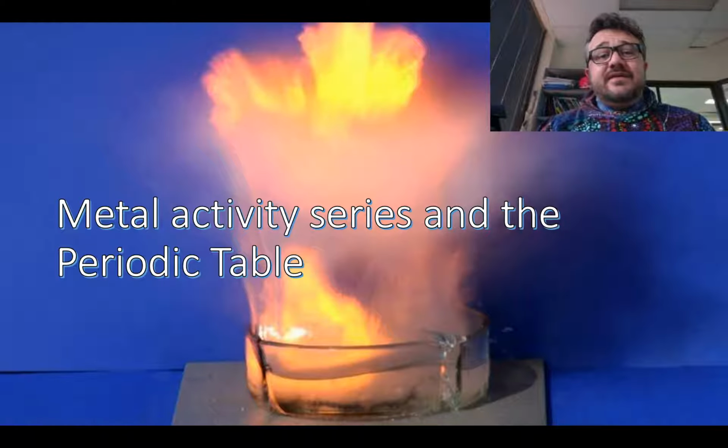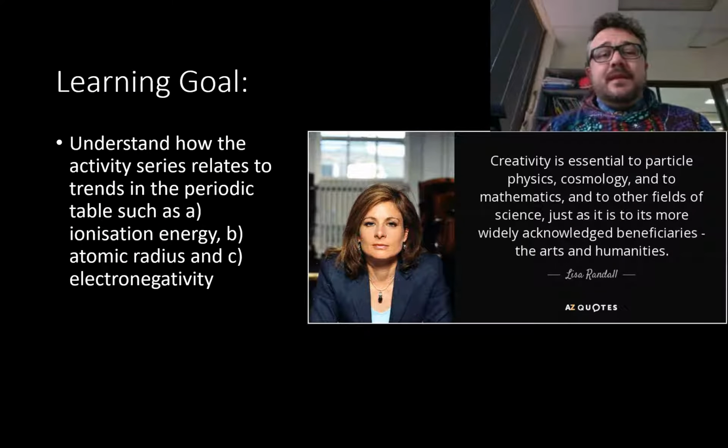Alright, chemists, so let's have a look at the metal activity series and the periodic table. How do these two interact? By the end of this, we want to be able to understand how the metal activity series relates to trends in the periodic table, including ionization energy, atomic radius, and electronegativity.